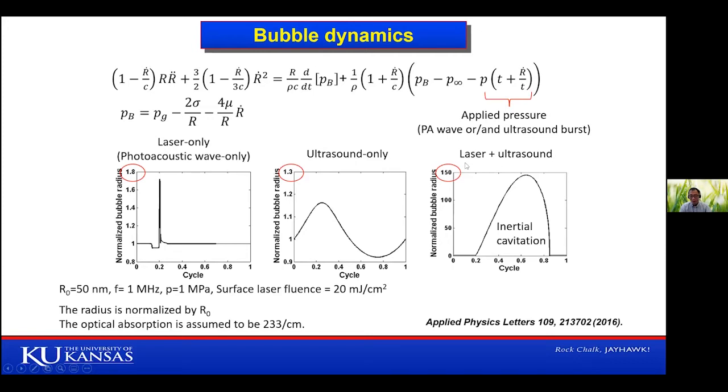But if you use laser and ultrasound together, combine this together, suddenly the bubble basically blew up, becoming 150 times larger. So it's a huge bubble. From a small bubble, it becomes a huge bubble. And in this case, we call that inertial cavitation because it has inertia, very strong inertial force from the surrounding water. Basically, when it becomes a huge bubble, it's going to push the surrounding water away.